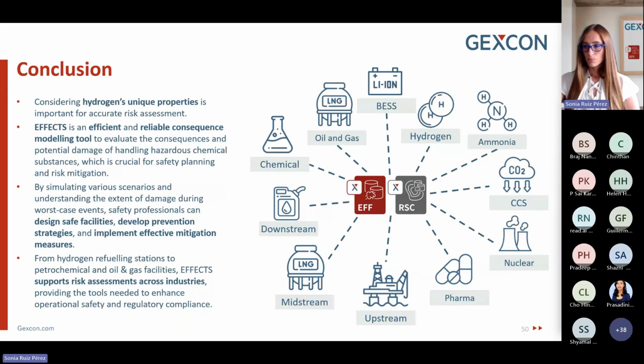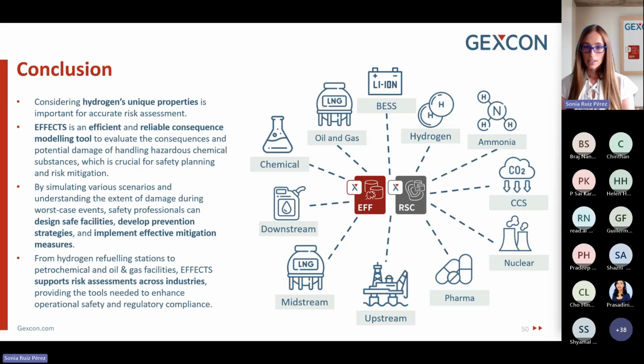So to wrap up today's webinar, let's just highlight some key takeaways from today's session. First of all, it's essential to understand hydrogen's unique properties for accurate risk assessment. EFFECTS is a highly effective consequence modeling tool that allows us to evaluate the potential consequences of hazardous chemical releases, and risk curves for risk modeling. Also, having a solid grasp of the different phenomena that can occur and the extent of their potential damage helps safety professionals design facilities with built-in safety measures and develop appropriate prevention and mitigation strategies.